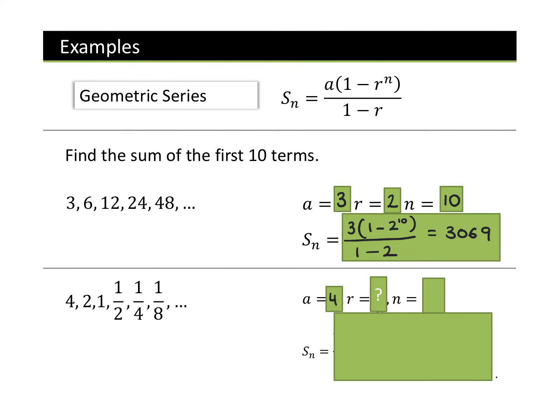I'm going to do the same for the second one. My a is 4. My r is a half, so I'm multiplying by a half each time, and my n is the first 10 terms. So I'm going to have 4 lots of 1 minus a half to the power of 10 divided by 1 minus a half. And this is going to give me 1,023 over 128. So this skill is nice and simple. It's really easy to find the sum of the first however many terms using this formula.